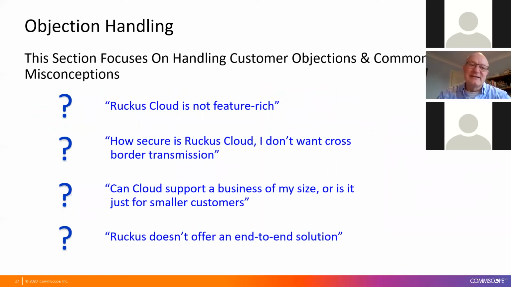Objections we get. Obviously we have a very large competitor within cloud-based environments who's very well established, as well as a few others. Some of the things we hear: RUCKUS Cloud is not feature rich. How secure is it? Can it support a business of my size, or is it just for small customers? And RUCKUS doesn't offer an end-to-end solution.